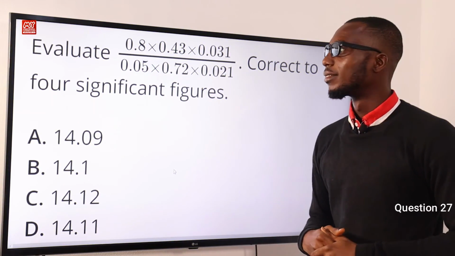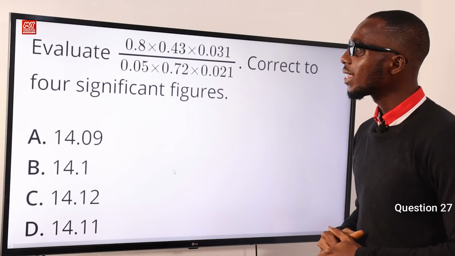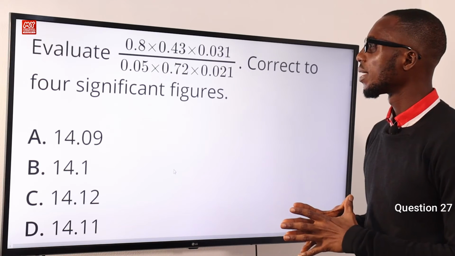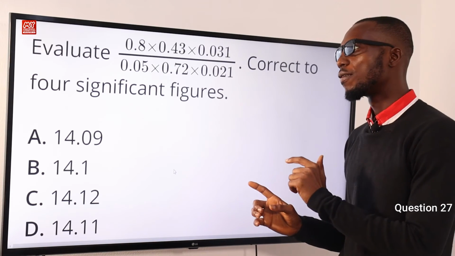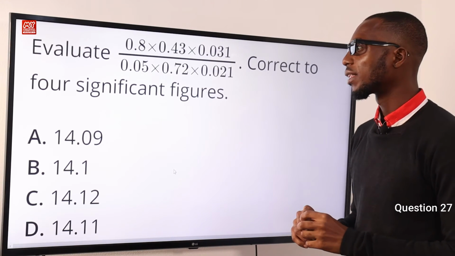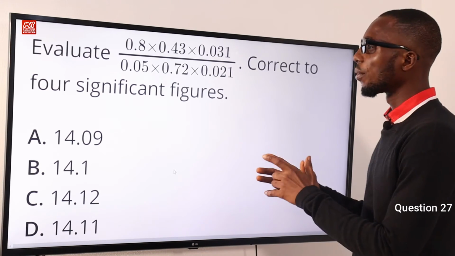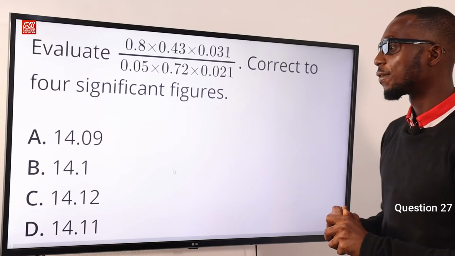Question 27. Evaluate 0.8 times 10 times 0.43 times 0.031 over 0.05 times 0.72 times 0.021, correct to four significant figures.